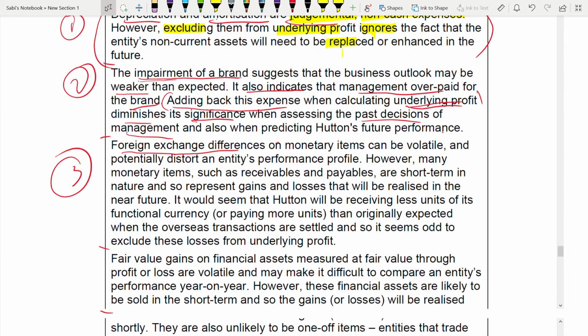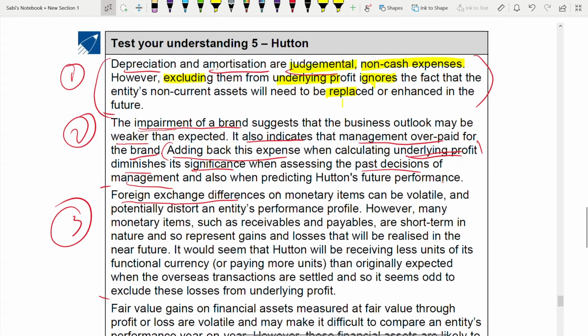Before talking about excluding, you have to talk about some nature of it. For example, depreciation and amortization we talked about, that is a judgmental non-cash expense. Same way for foreign exchange difference also, what is it? It can be volatile, right? It keeps changing. Every time the exchange rate keeps going up and down for the monetary items I'm talking about. Because of this, they think that it distorts the entity's performance because it keeps changing.